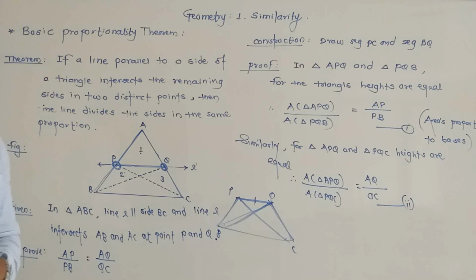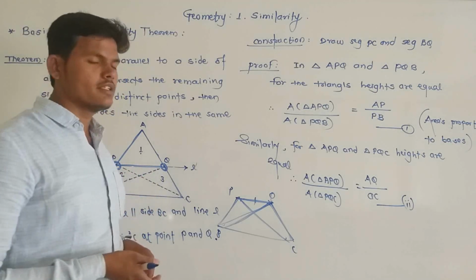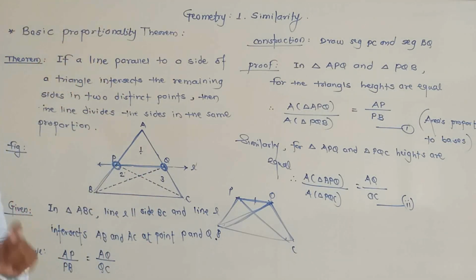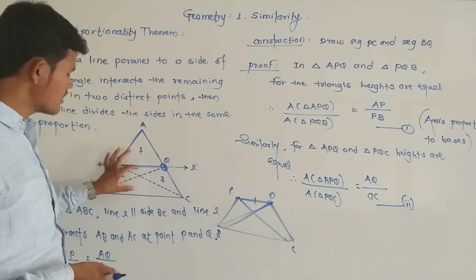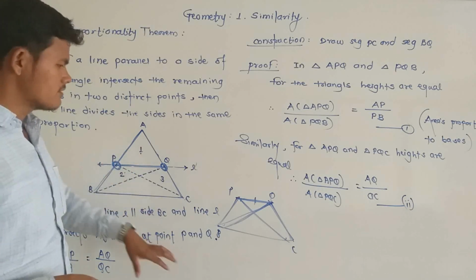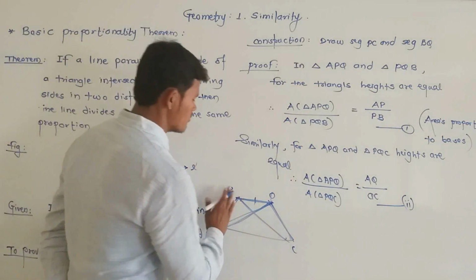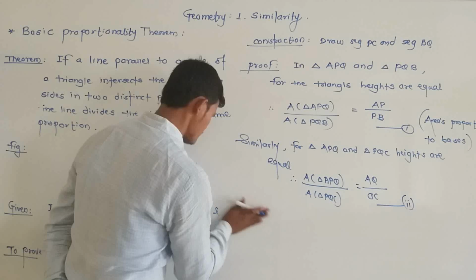Why their heights are equal? So parallel lines means what? The distance between two parallel lines is always constant. So here both the triangles are enclosed in two parallel lines. That means their distance is also constant. That's why their heights are also equal.